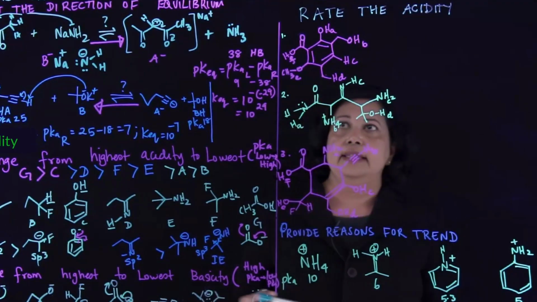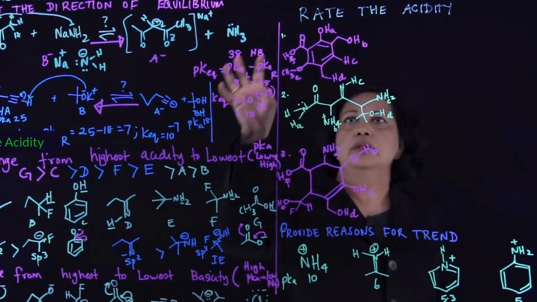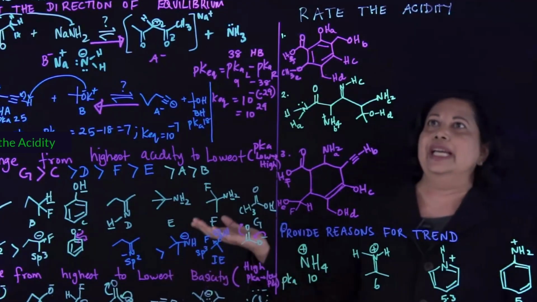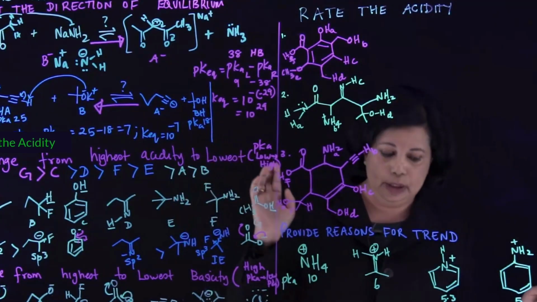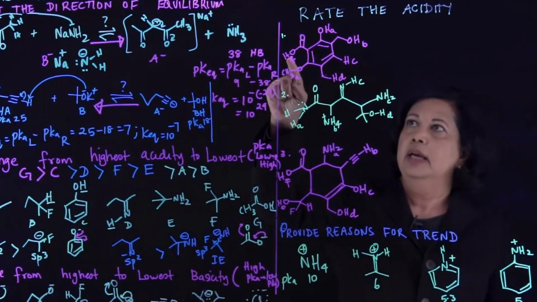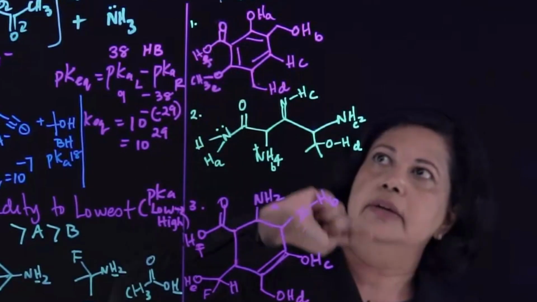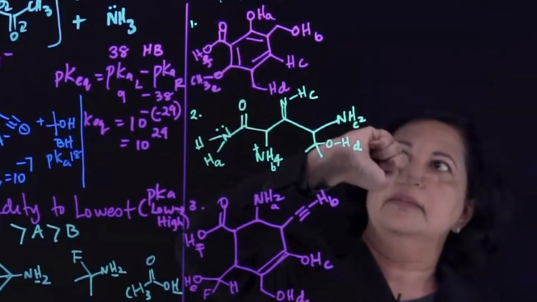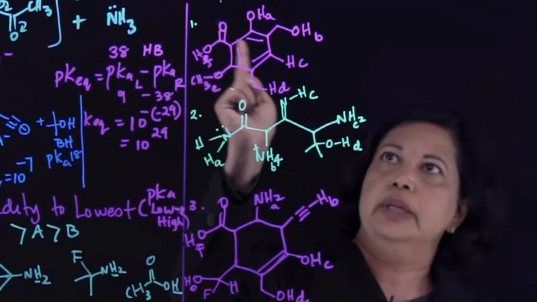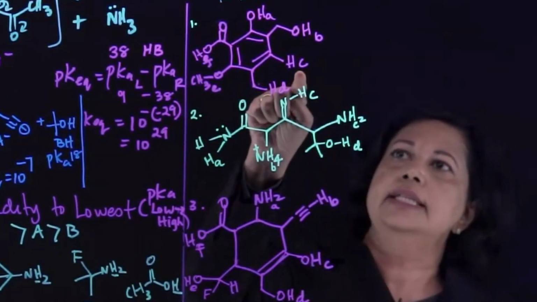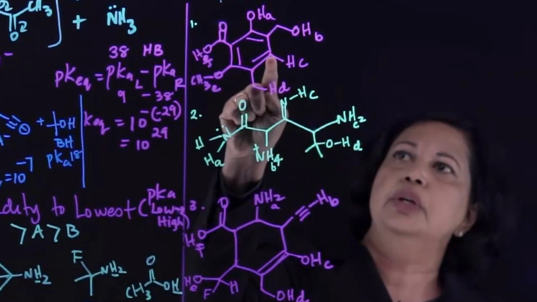Rate the acidity. Pretty much the same thing here, but it's on one molecule. That's the only difference. So here again, we have to look at the functional groups and see where the anion is if it comes off. If it comes off here, this anion is going to be in resonance here. If it comes off here, it's going to be resonance inside the ring. If this HA comes off, it's going to stay on that oxygen. This hydrogen comes off, it's going to be a minus.